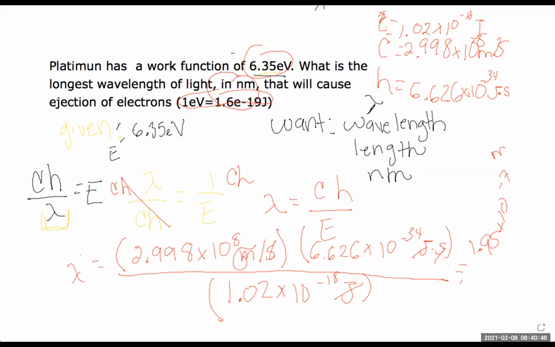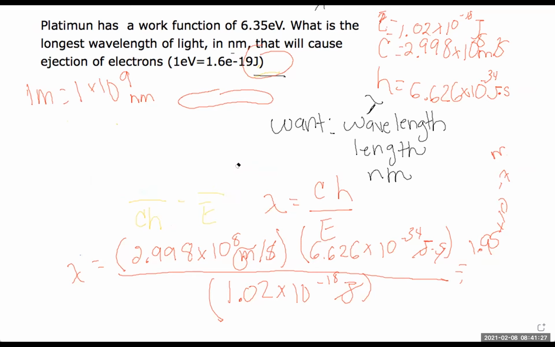So let's do that. If we want to go from meters to nanometers, what would be the unit conversion for that? 1 meter equals 1 times 10 to the 9 nanometers. We want to go from meters to nanometers, and again, this turns into another conversion.